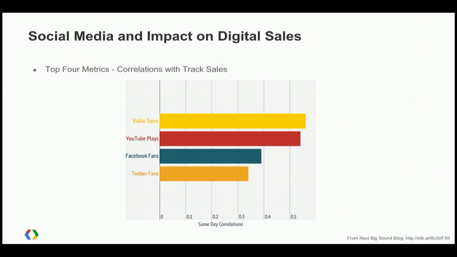Right? And so a couple of findings. One of the key ones that was very interesting is that when you looked at values for the same day, the highest correlation of any social media metric to sales, or to track sales specifically, was YouTube. Number one on this list is radio spins. That's sort of been the de facto standard in the industry for forecasting sales. And so to see YouTube plays right up there with it is a really good sign.